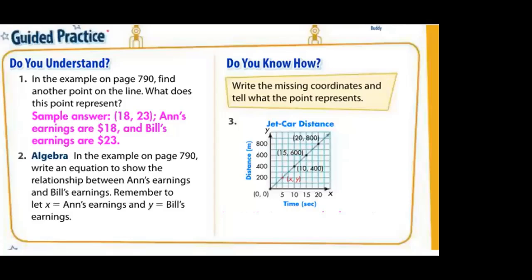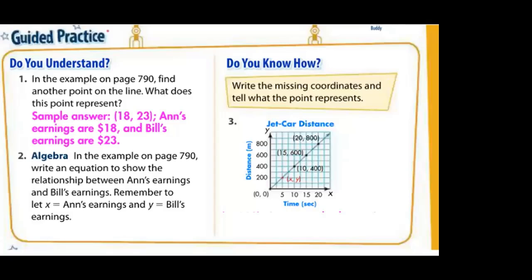And move to question number 2. In the example on page 790, write an equation to show the relationship between Anne's earnings and Bill's earnings. And remember, let X equal Anne's earnings and Y equal Bill's earnings.